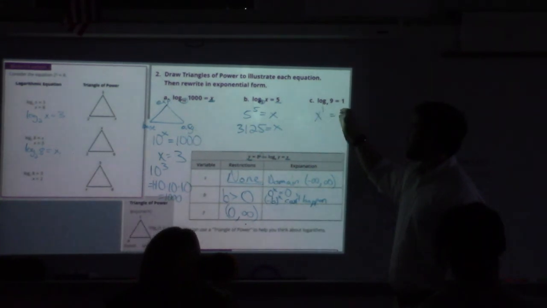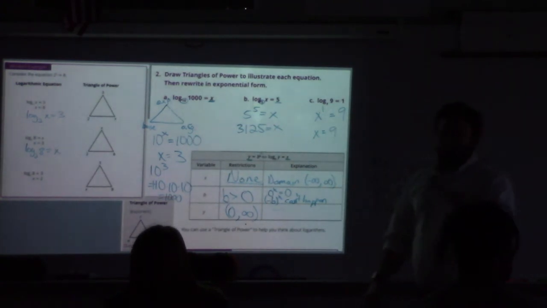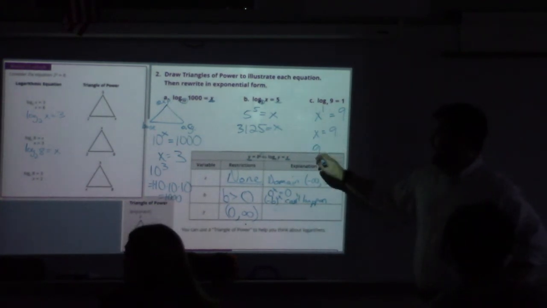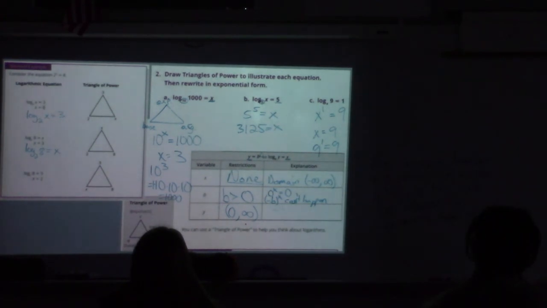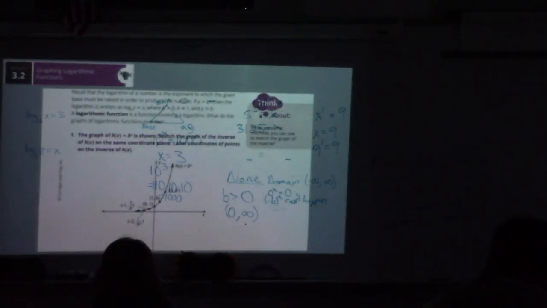x raised to the first is equal to 9, so what does x equal? 9. Remember, 9 to the first is equal to 9. I'm sorry. So it was x raised to the first equals 9. Okay. For the first one, for x, did y'all get 100?